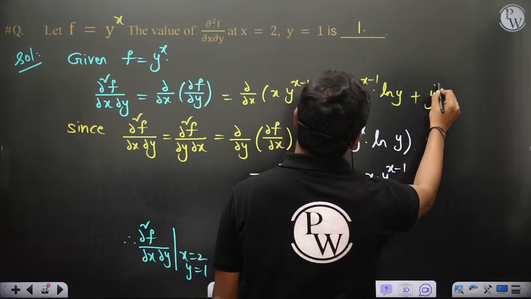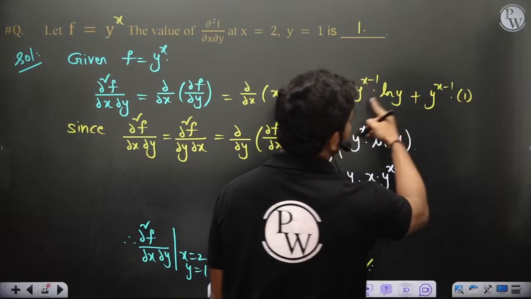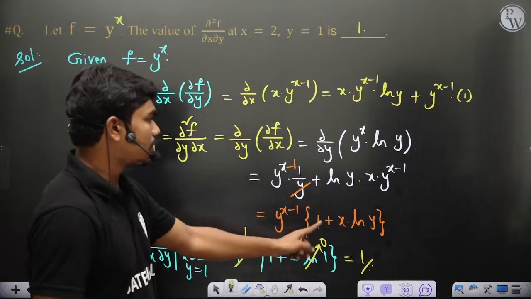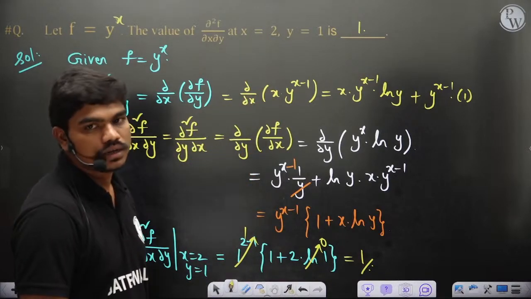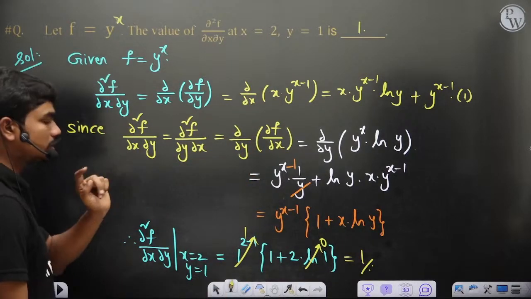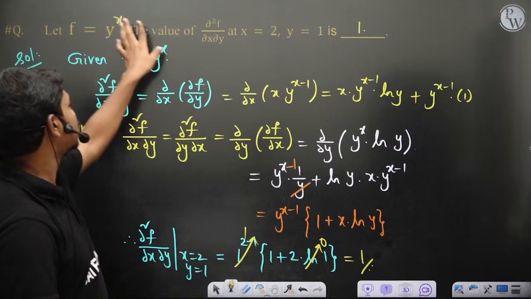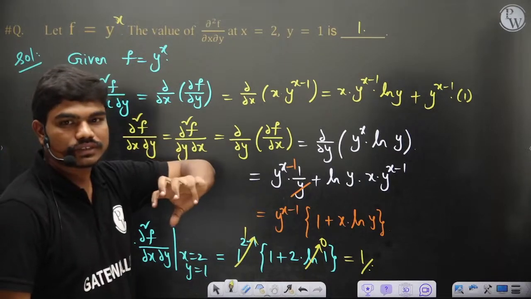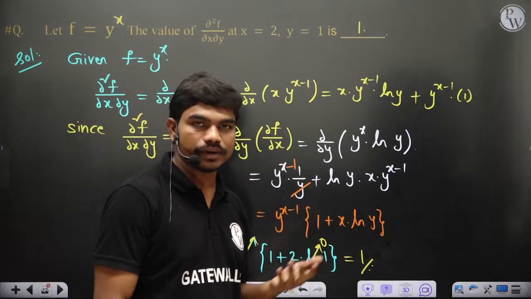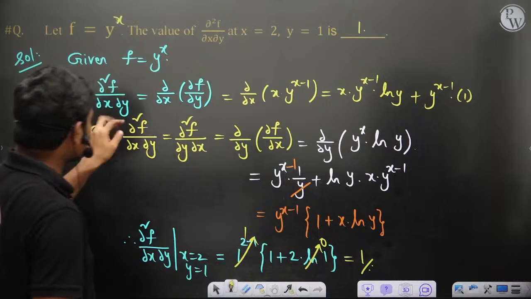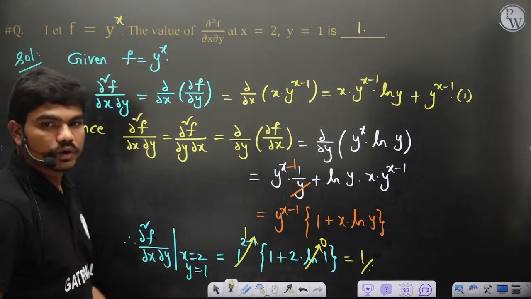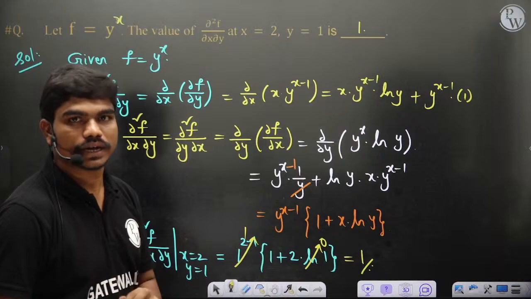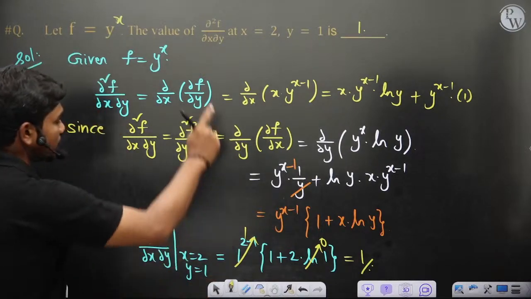So second function into derivative of the first. If you take y power x minus 1 common, again you have 1 plus x ln y. So both give you the same answer. It doesn't matter, the answer is 1. In case of partial differentiations, please make a note: as long as these functions are differentiable, the order of differentiation, like dou square f by dou x dou y or dou square f by dou y dou x, gives the same value. So there is no issue. The correct answer is 1.